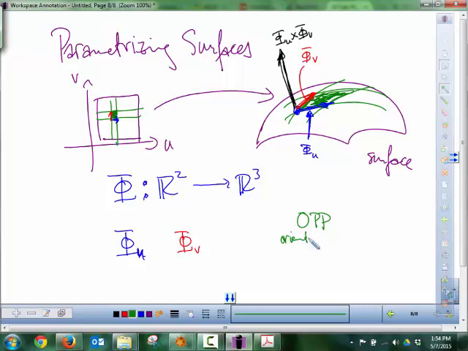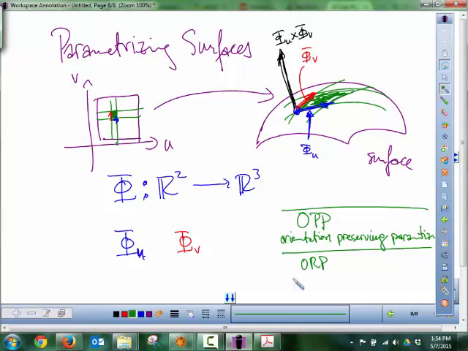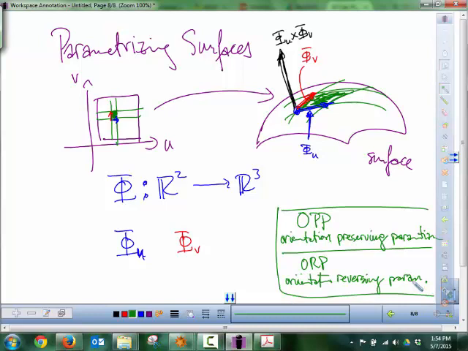Orientation preserving parameterization. Orientation reversing parameterization. So you can label your parameterization as OPP or ORP, and then if it's OPP, you evaluate your integral the same way. If it's ORP, it's reversing, so you just throw a negative sign in front of it.